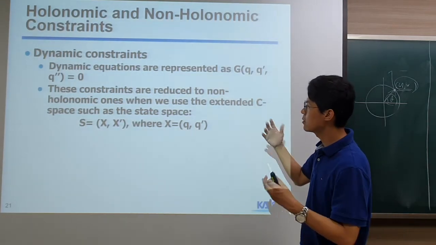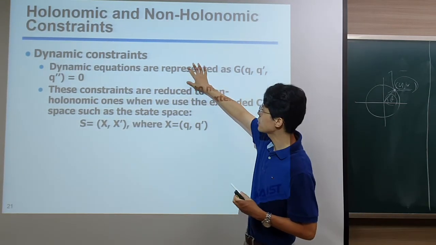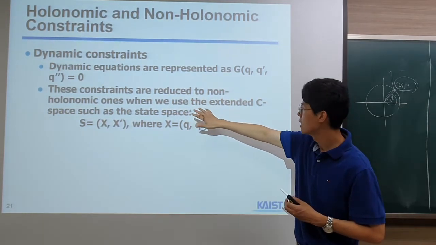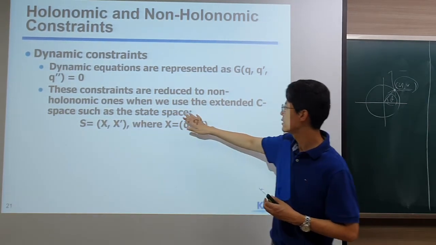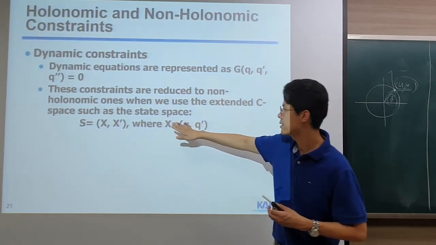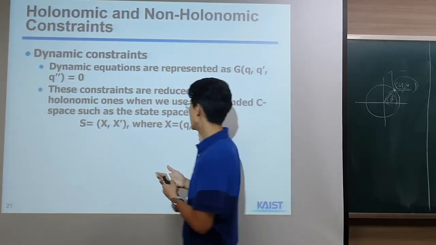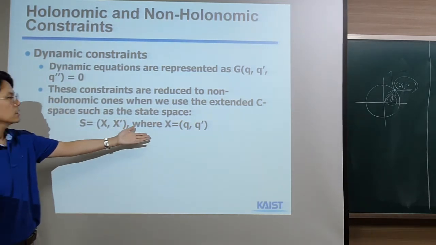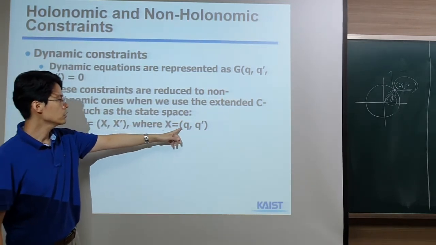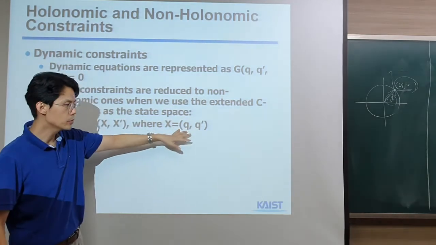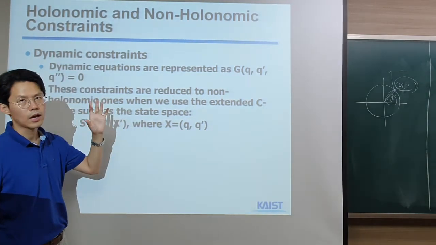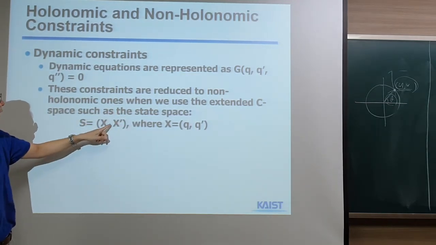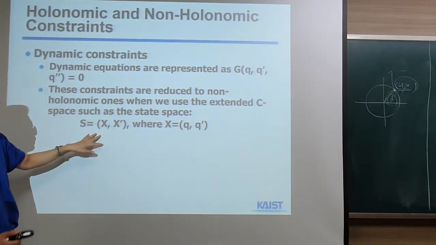There are also some techniques. This dynamic constraint can be reduced to the non-holonomic case when you use an extended C space like the state space. It's not a very difficult one here. Suppose we define q prime as x, a new variable, and then we define the state space as x and x prime.